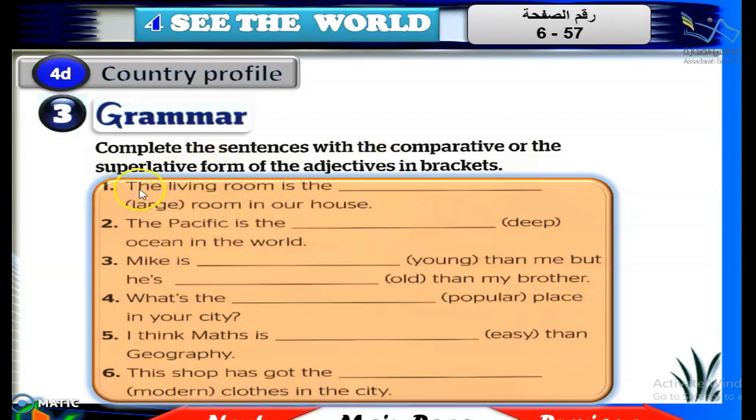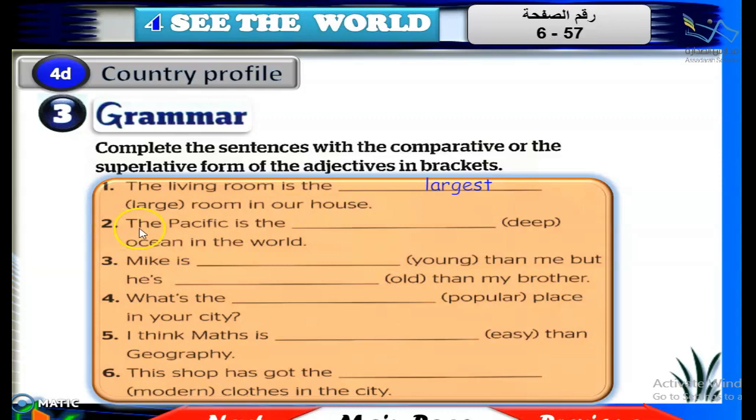Sentence number 1. The living room is the blank large room in our house. The living room is the, since we have the, so we write superlative or comparative? Excellent, we write the superlative. So what is the superlative form of large? Yes, the largest. That's it. The living room is the largest room in our house.